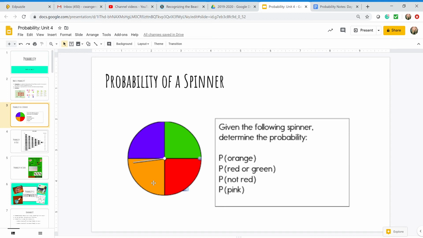So these are things, or 1/4 actually, as in a fraction, because there are 4 parts, and this is one of 4 parts. So these are 3 different ways you can look at a spinner and figure out the probability with the given information. So probability of a spinner, this is a very simple example of how you can find that.